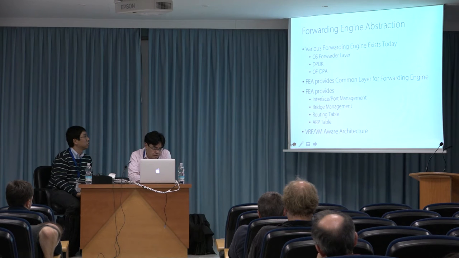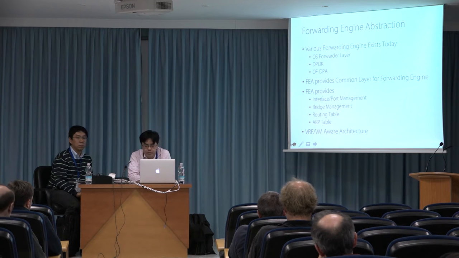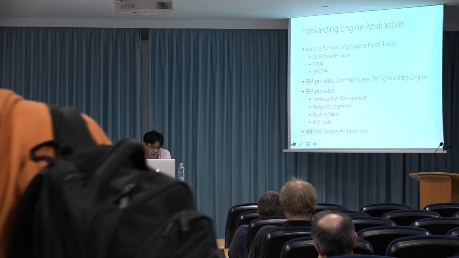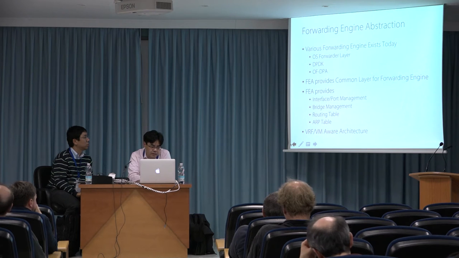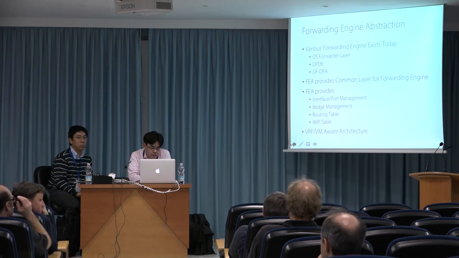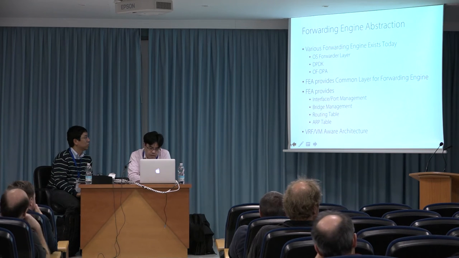And also, there's a hardware abstraction layer, like Broadcom's implemented OF-DPA. It's an OpenFlow kind of API on top of the hardware ASIC API. So we have a very high-level abstracted interface which can support any kind of forwarding engine. And this forwarding engine abstraction, we call it the FEA, provides interface and port management, bridge management, and routing table as well as ARP table implementation.